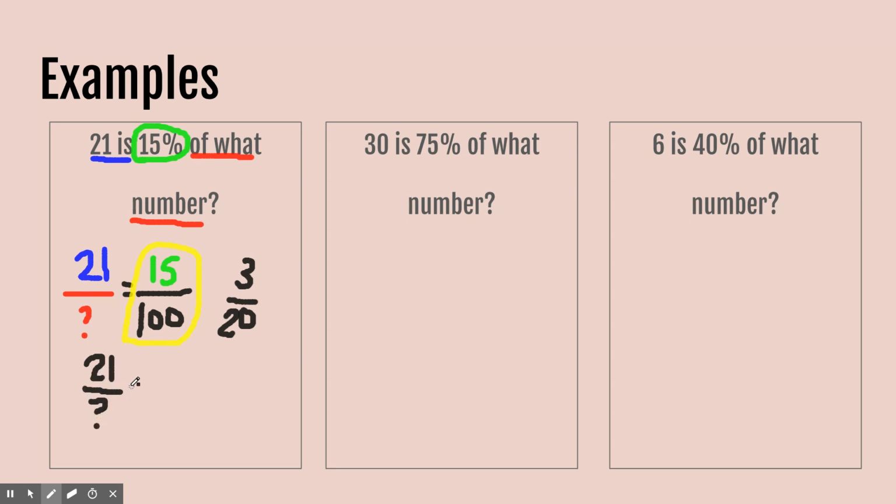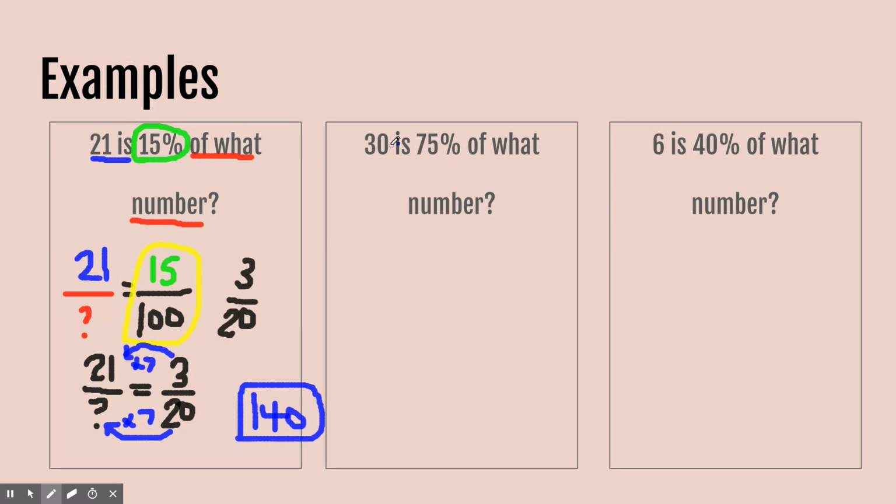So I'm going to reset up my proportion just so that it's neat and organized and I don't get confused. So to go from 3 to 21, I just said we multiply by 7, which means we're going to multiply by the same number in the denominator. So 20 times 7 should give me my whole. 20 times 7 is 140. So this means that 21 is 15% of 140.